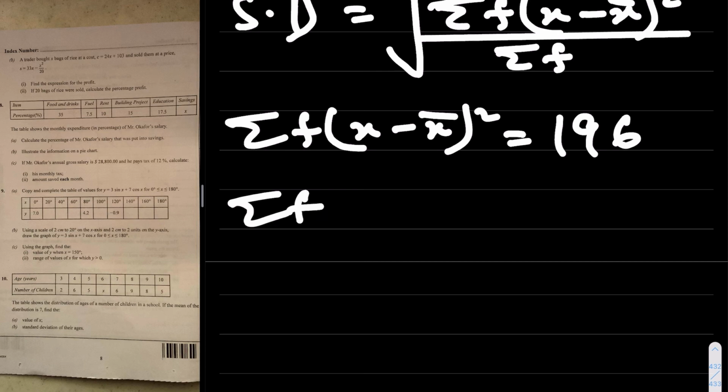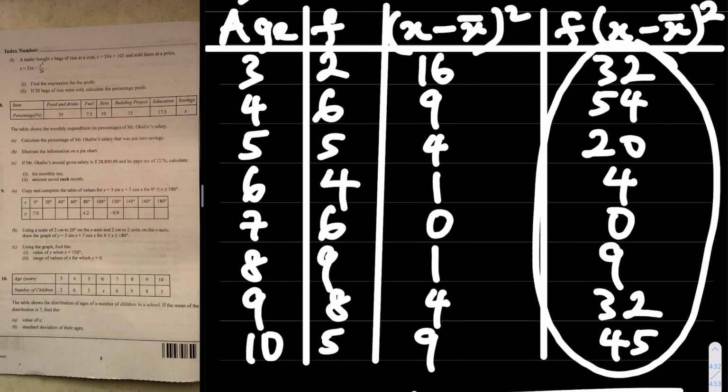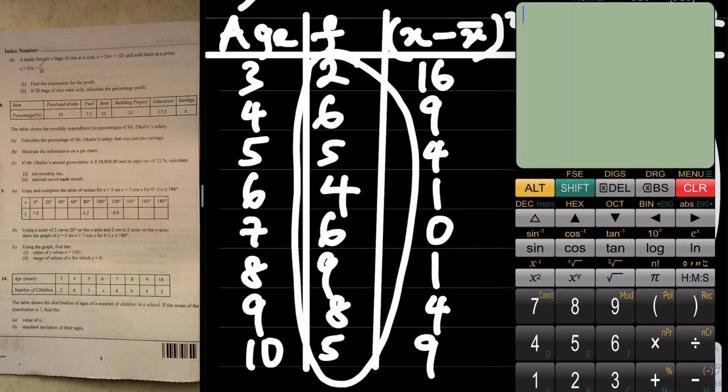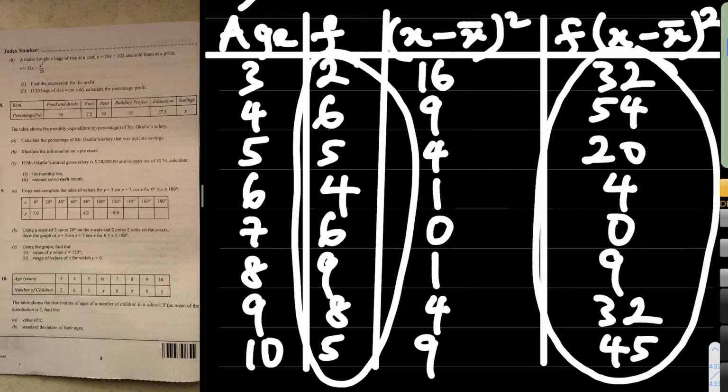And we know that summation f is the sum of all of the entries on this column. So let's check that too. That will be 2 plus 6 plus 5 plus 4 plus 6 plus 9 plus 8 plus 5. And that's 45.